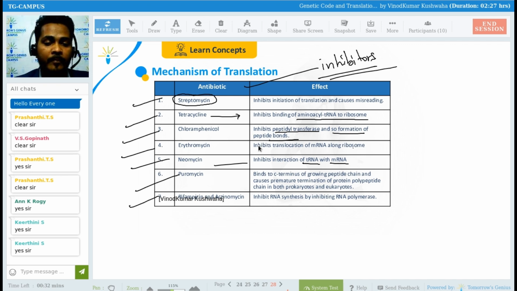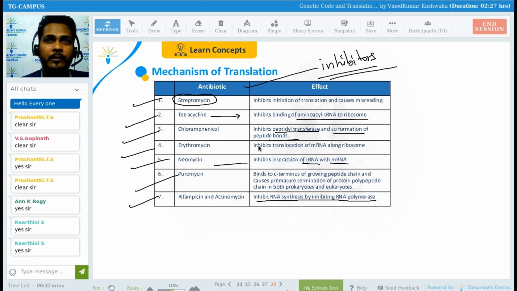And there is rifampicin, and there is actinomycin. These two antibiotics inhibit RNA synthesis by inhibiting RNA polymerase. So rifampicin and actinomycin, these are two important inhibitors. So all the inhibitors you have to remember, a total of 7 inhibitors.